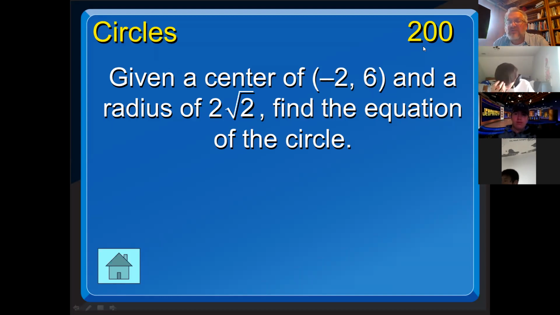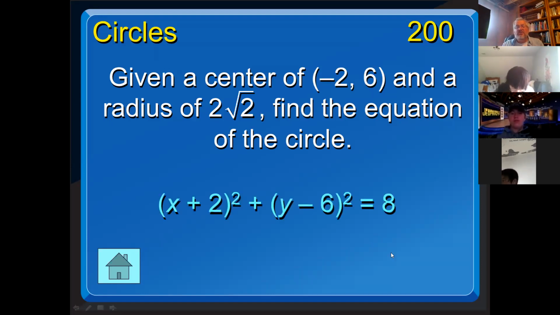So the square of 2 is 4, sorry, and the square root of 2 is 2. So 2 times 4, which is 8. Oh, okay. So it's x plus 2 squared plus y minus 6 squared equals 8. So again, some of this coordinate geometry stuff isn't as difficult as you might think it would be.